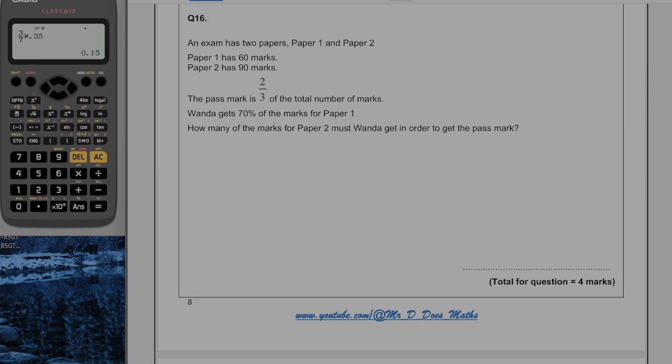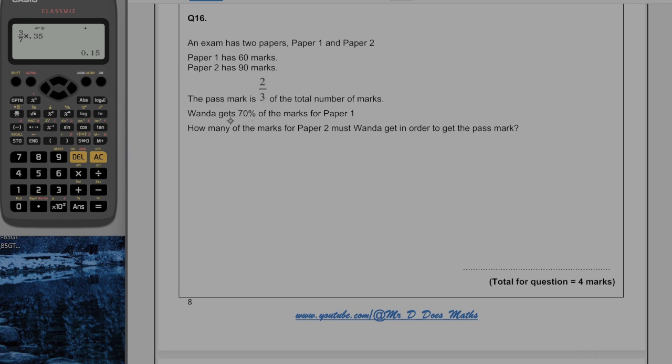Right, question 16. An exam has two papers, a paper 1 and a paper 2. Paper 1 has 60 marks, paper 2 has 90 marks. The pass mark is 2/3 of the total number of marks. Wanda gets 70% of the marks on paper 1. How many of the marks for paper 2 must Wanda get in order to pass the exam?